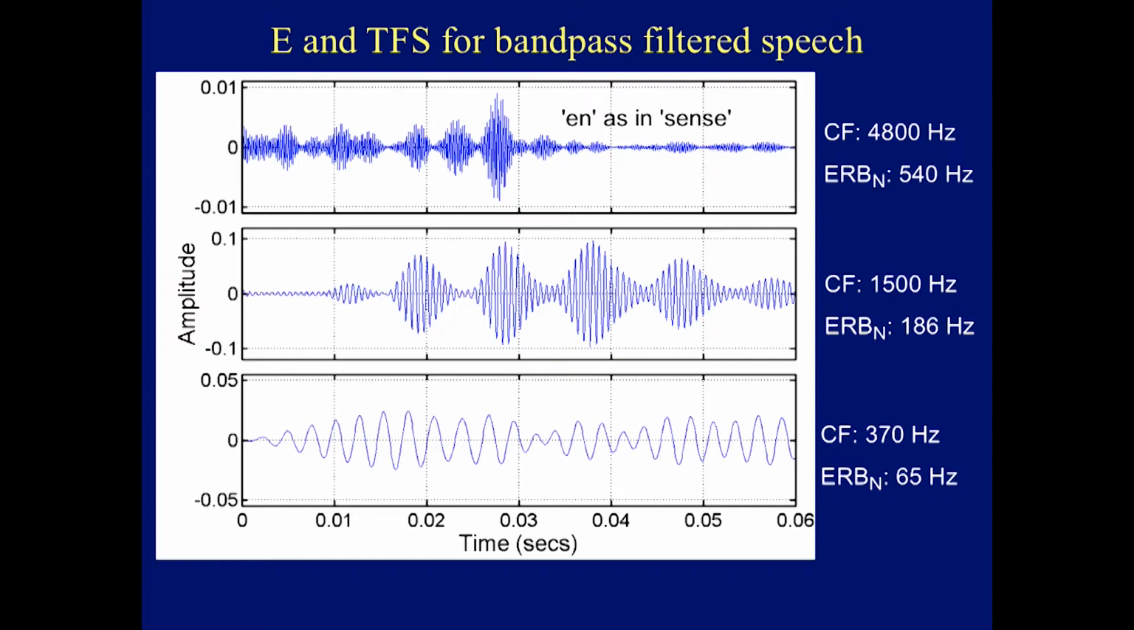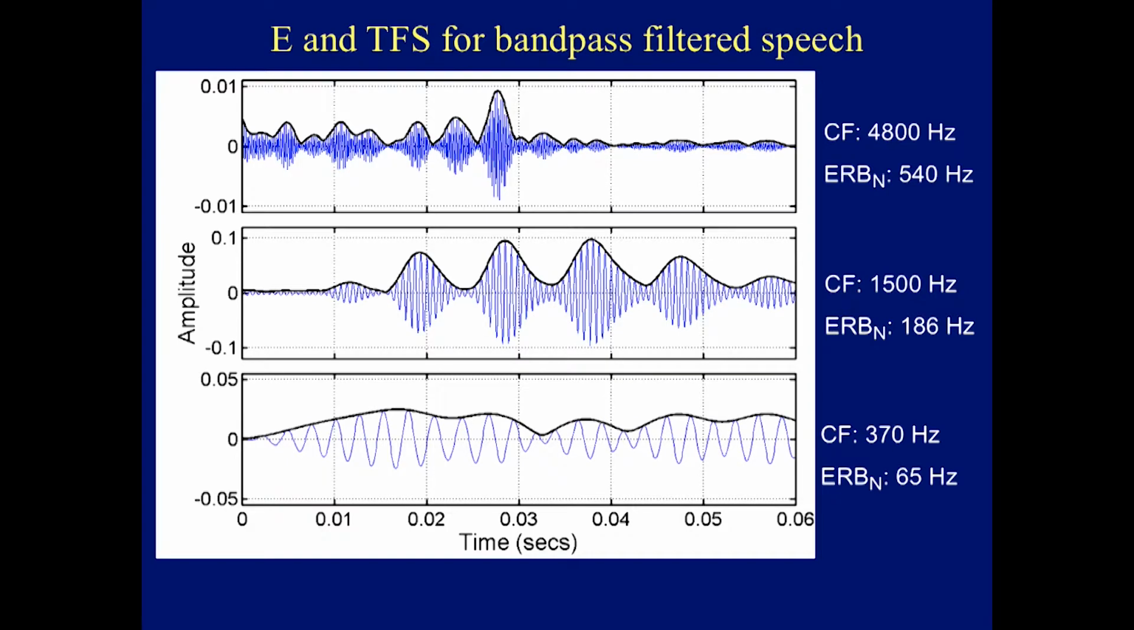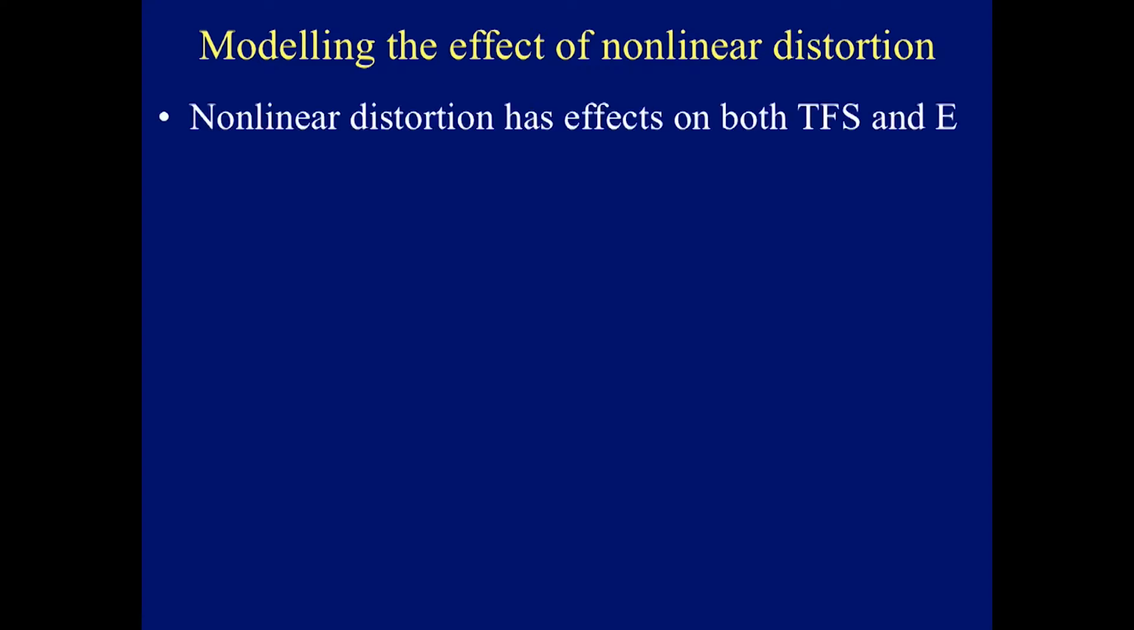So this shows the raw waveforms, and the fine structure is illustrated by these oscillations here. We imagine you get spikes evoked in the auditory nerve at the peaks or close to the peaks in the temporal fine structure. And this is the envelope, the slower overall fluctuations that carry information. Now, nonlinear distortion can affect both the envelope and the temporal fine structure, and we think that both types of effects are important, and we want to take them into account in our modelling.